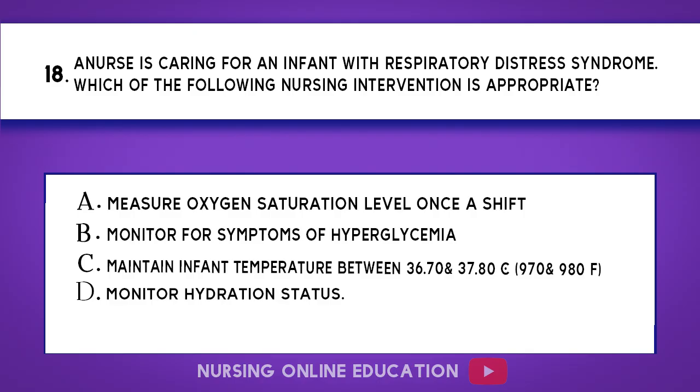A. Measure oxygen saturation level once a shift. B. Monitor for symptoms of hyperglycemia. C. Maintain infant temperature between 36.7–37.8 °C, 97.0–98.0 °F. D. Monitor hydration status. The answer is option D, monitor hydration status.